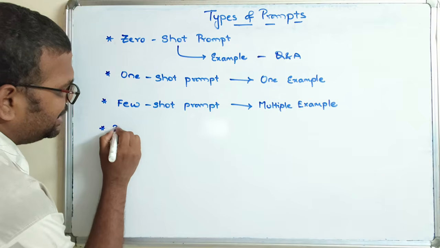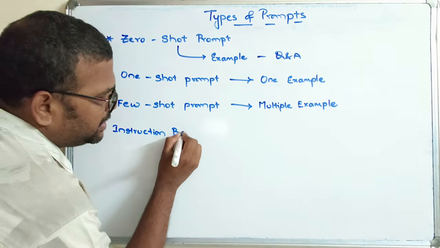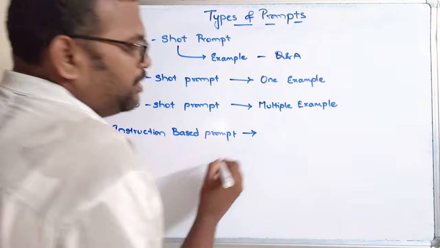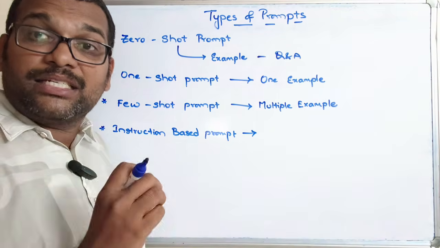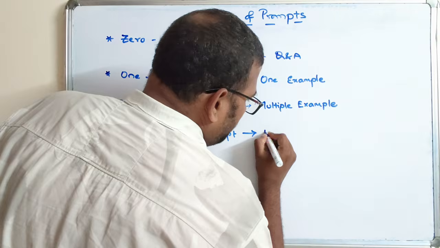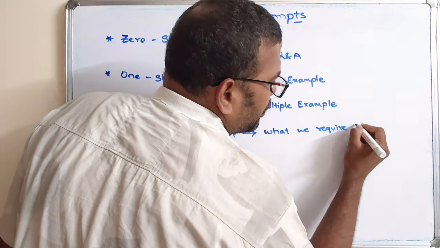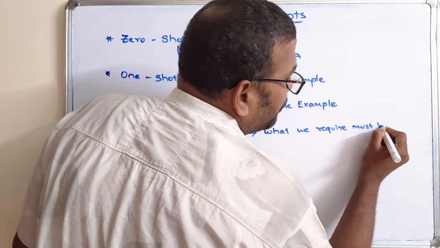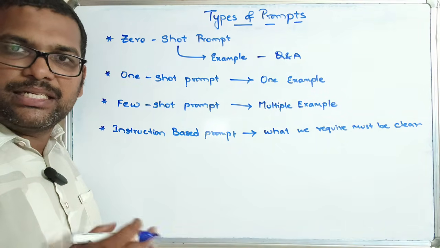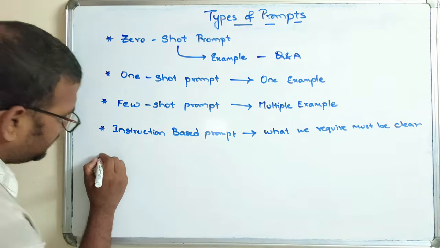And the next category is the instruction based prompt. Here the name itself indicates we need to give the instruction. The instruction should be very clear. What we require must be very clear in terms of instructions. Here also there will be no examples.